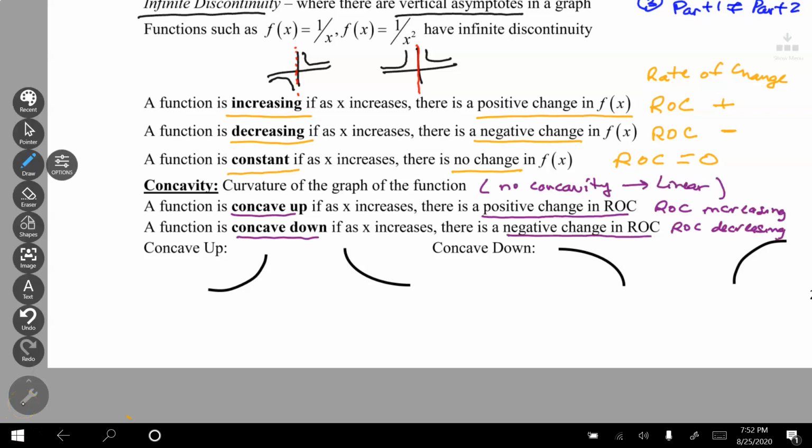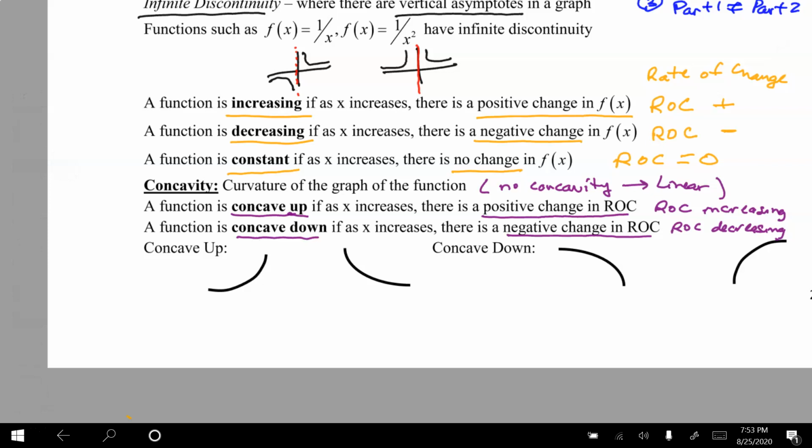The change in rate of change is this most important idea. Not only does it tell me if a function is increasing or decreasing, it also tells me its concavity. Something is concave up if it has a positive change in rate of change, or the rate of change is increasing. It's concave down if the rate of change is decreasing. And there's zero concavity if it's a linear function or if you have an inflection point.